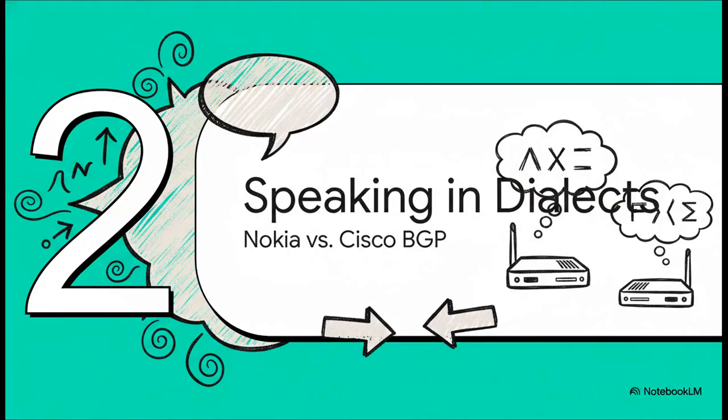Okay, now for part two. And this is where things start to get, well, complicated. See, everyone agrees to use BGP. It's the common language. But what happens when they all speak it with a different accent or a completely different dialect? This isn't just a hypothetical. It's a massive challenge in the real world.